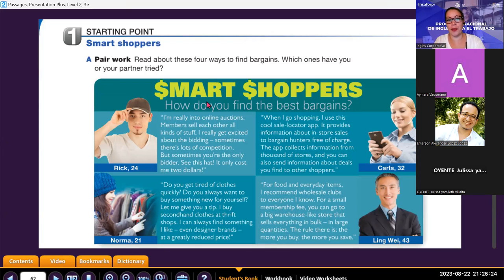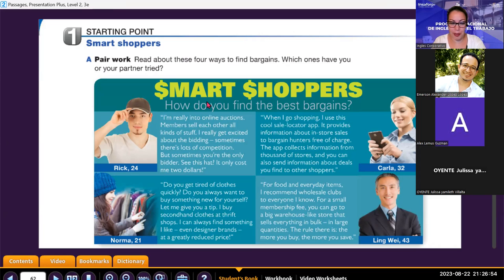Let's read about this. Smart shoppers, how do you find the best bargains? Do you know bargains? What is the meaning of a bargain? I don't know, teacher. No one knows the meaning of a bargain? It is ganga. Correct. Thank you, Alex. That is well known as ganga here in El Salvador. How do you find the best bargains? Now you know. For those who are new, write it down. Gangas. Very useful. Bargain.